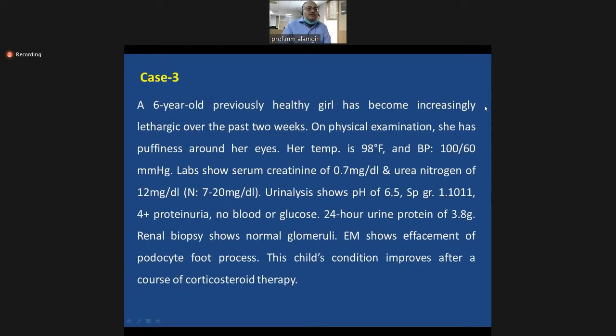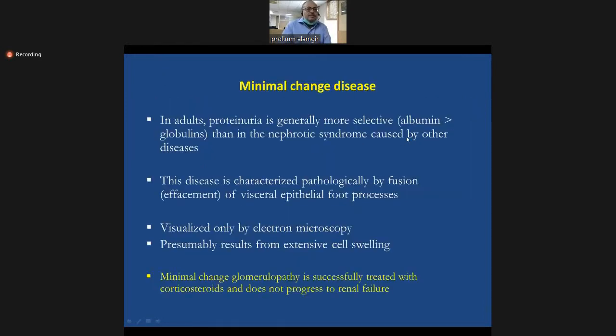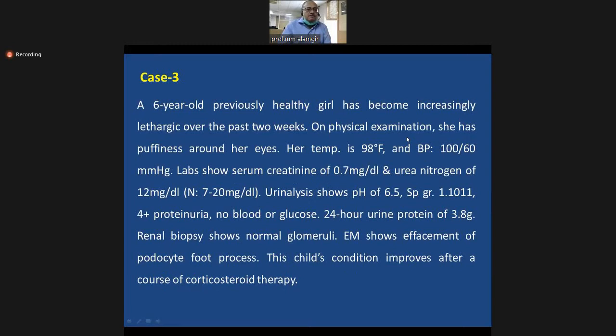Now we have this case 3. What is in this case? Let's see. We may discuss case 3. A 6-year-old previously healthy girl has become increasingly lethargic over the past 2 weeks. Now this is basically a child, a baby girl, 6 years old. She has become increasingly lethargic over the past 2 weeks.